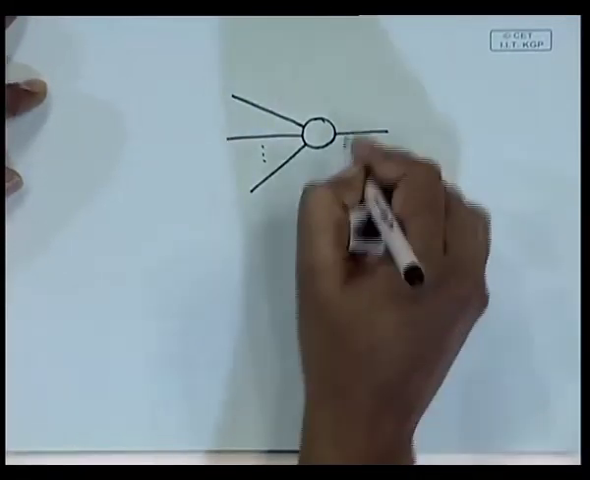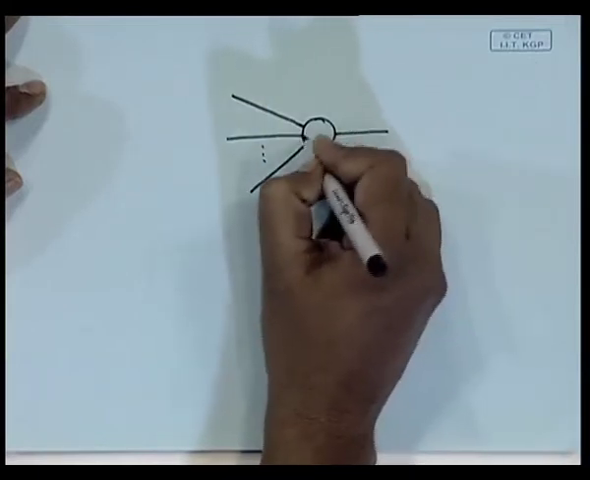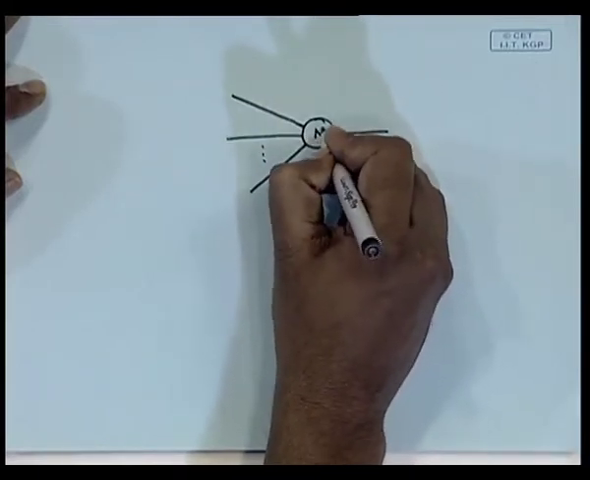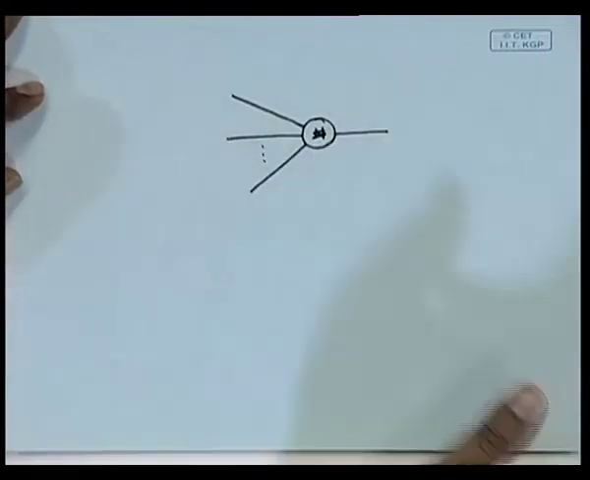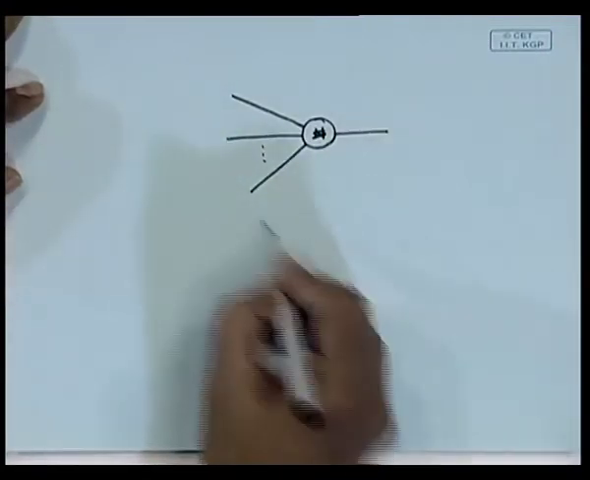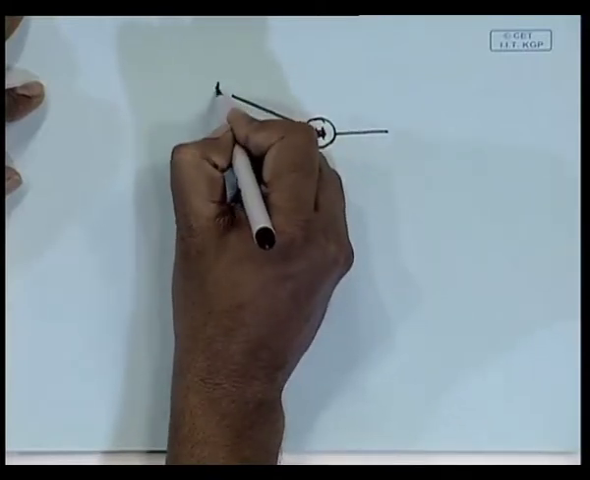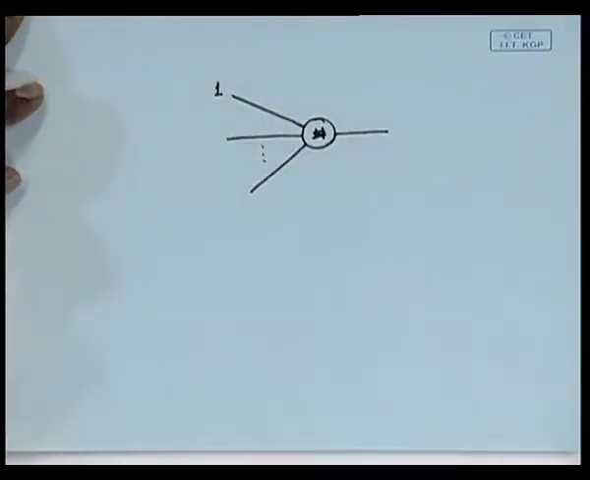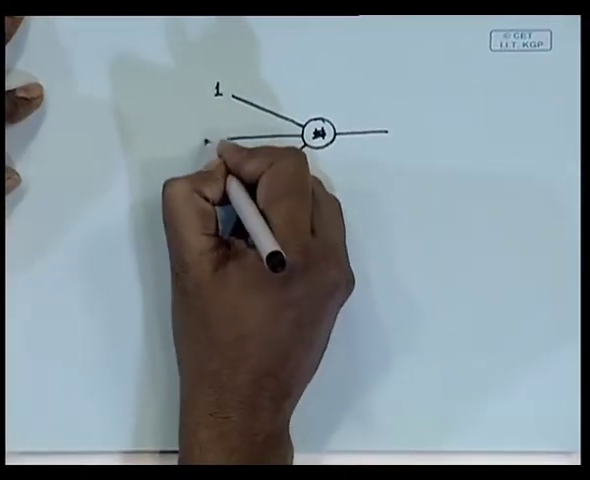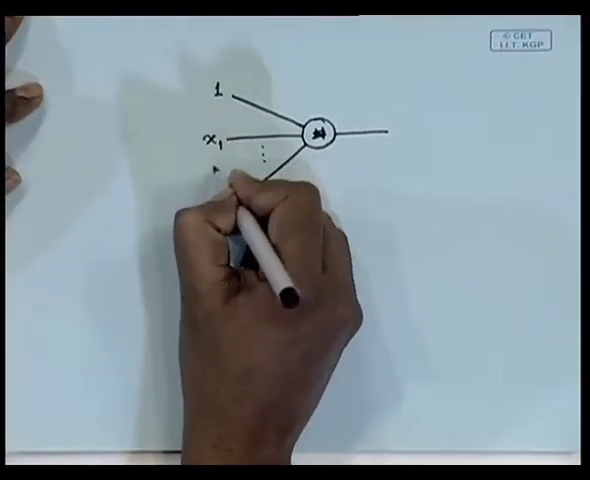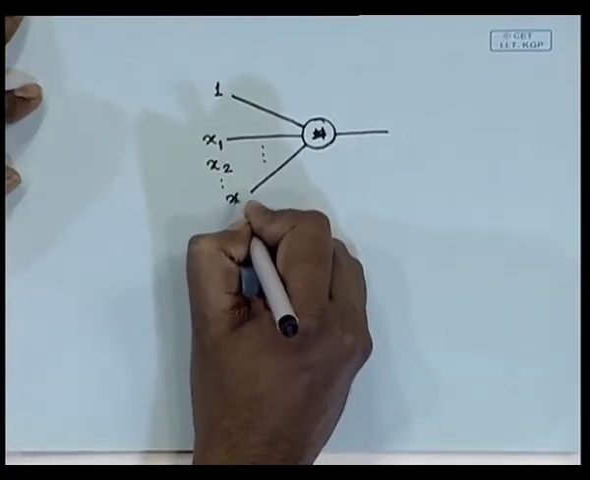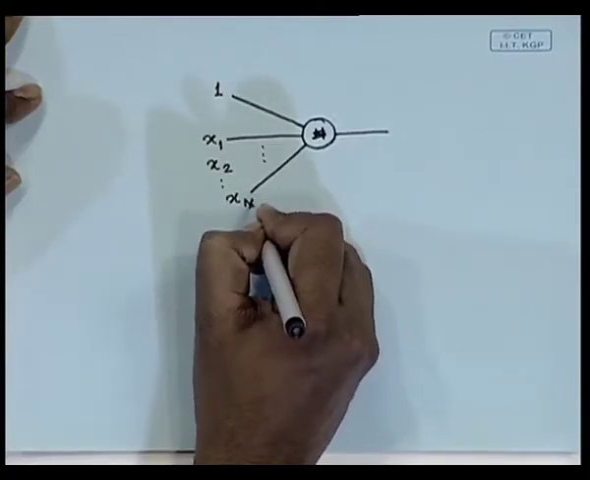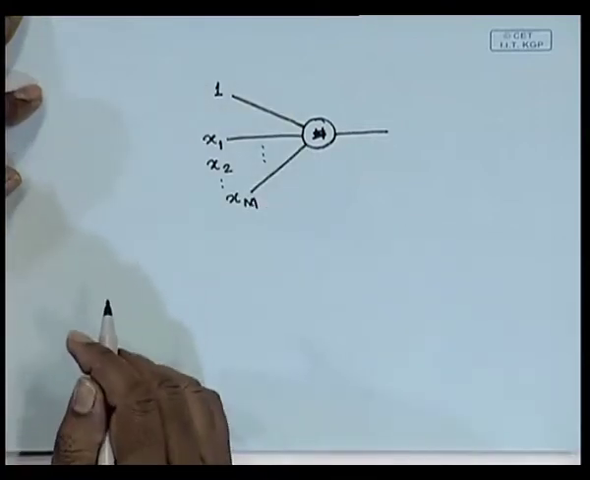I can say that, so this is my neural node, or let me not use n, because in many cases we are using n to represent the dimension. If I have a bias, one of the inputs will be equal to 1 and the other inputs will be the different components of the feature vector, up to say x m, let us say.